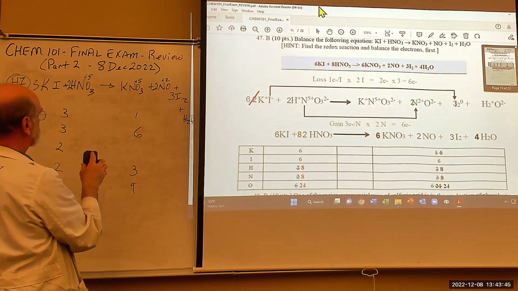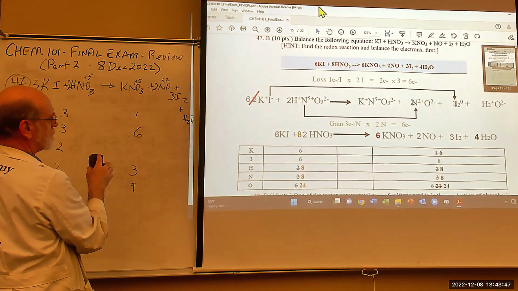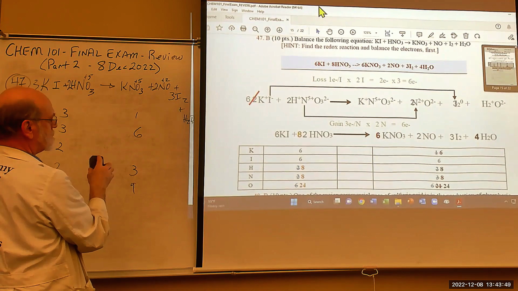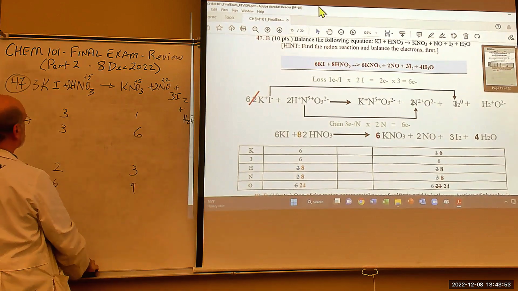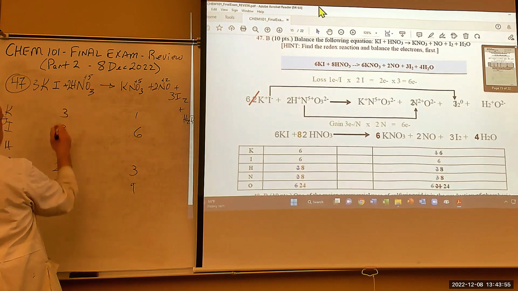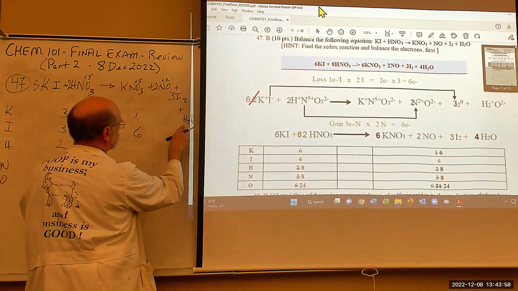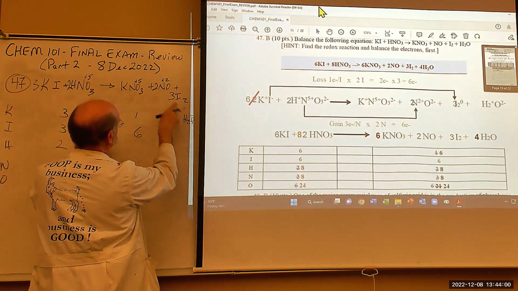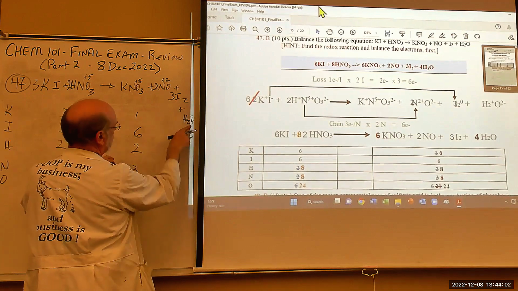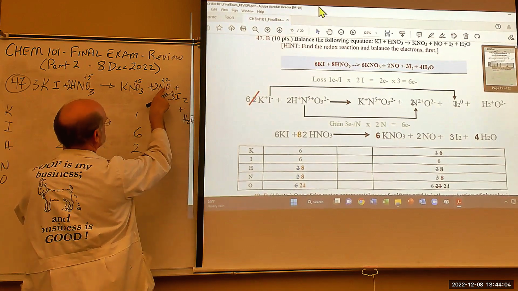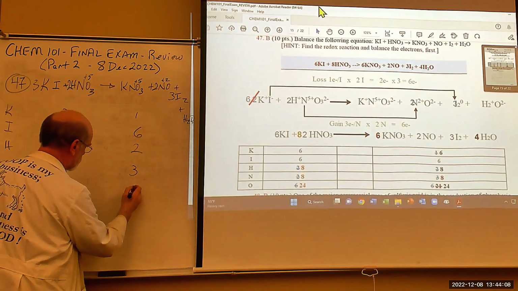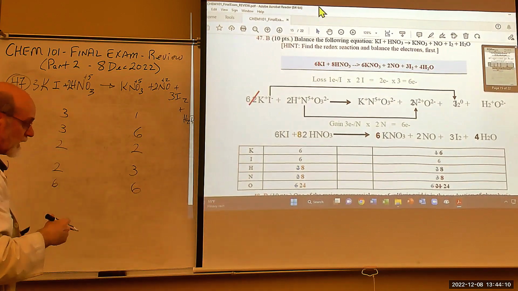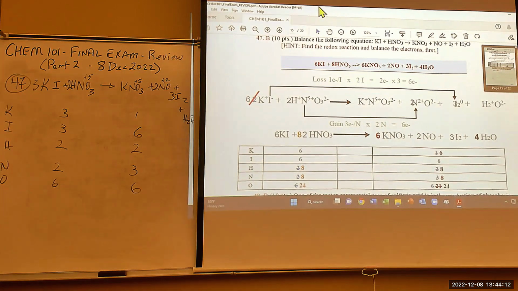Let me see, where else did I mess it up someplace else? No, that was the bad one. Okay. So we do have 2 hydrogens here. But how many hydrogens do we have here? We have 2 hydrogens there and 1, 2, 3, 6 oxygens. There we go. Okay.